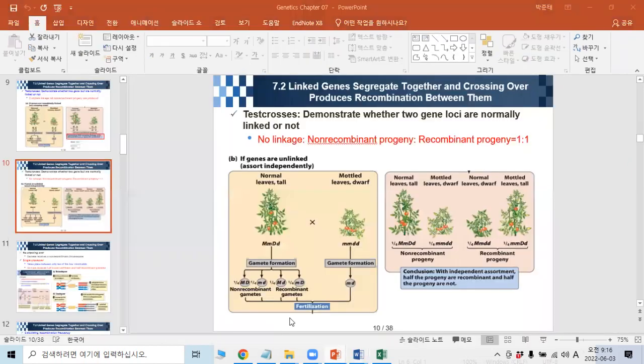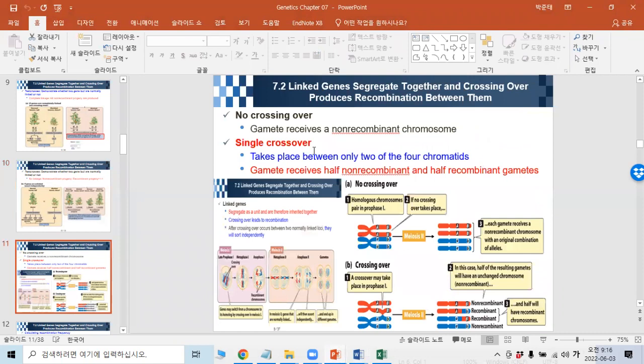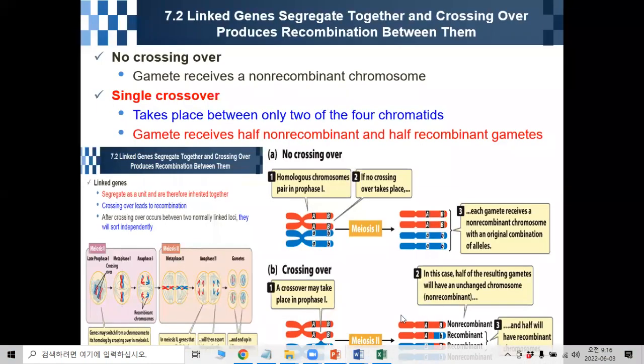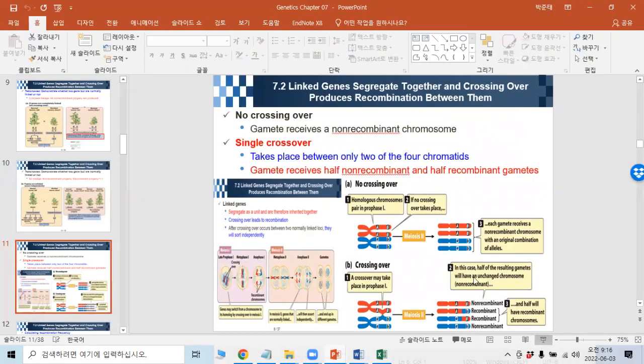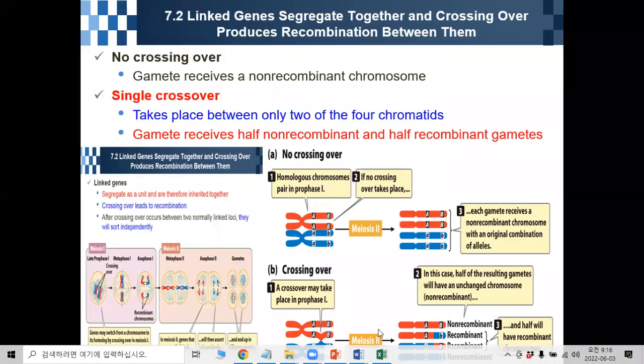You have to know. If they are unlinked, they have the 1:1:1:1 ratio like this. If they are linked, A and B genes, they are linked, so usually the crossing over happens.